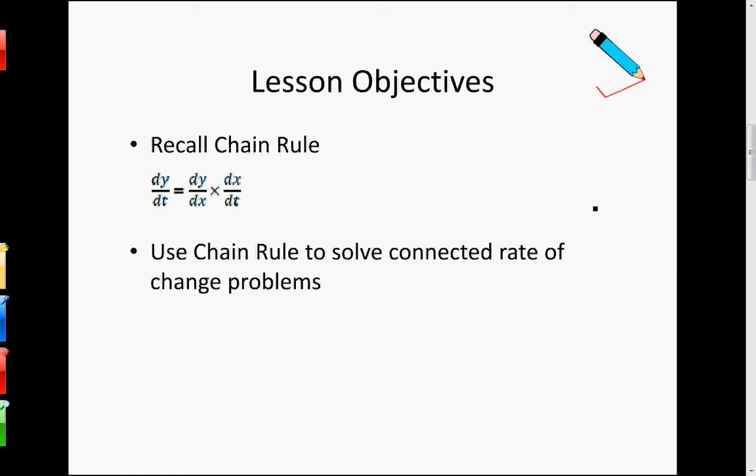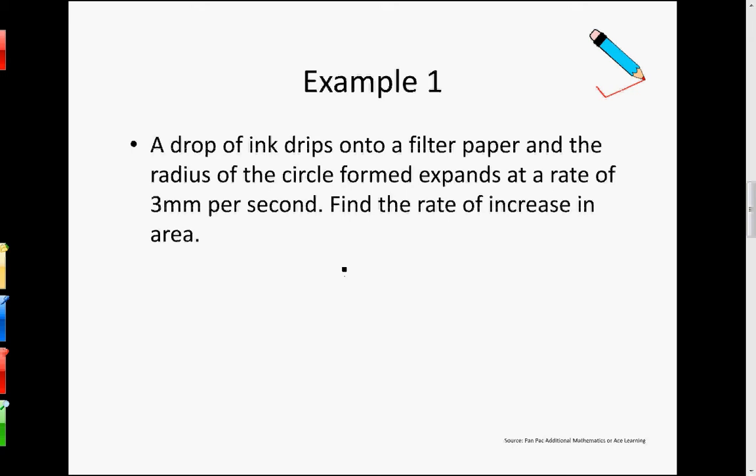Before we can start, I need you to recall the chain rule. Remember, we have once said chain rule could be written in this form: dy/dt is equal to dy/dx times dx/dt. We will also make use of the chain rule to solve connected rate of change problems, hence the title of this topic. So let's try an example.